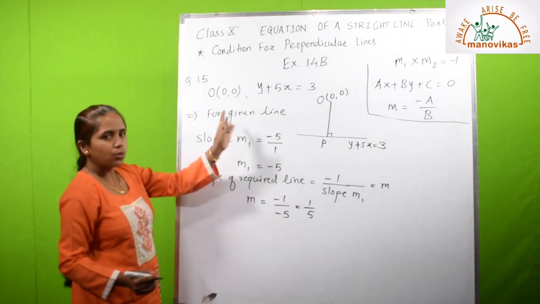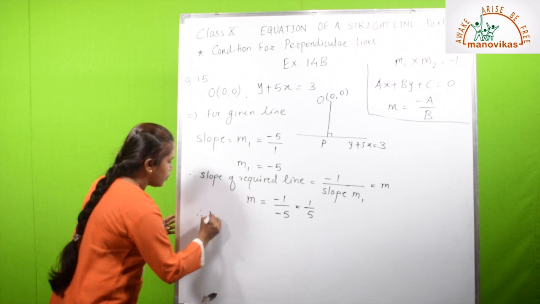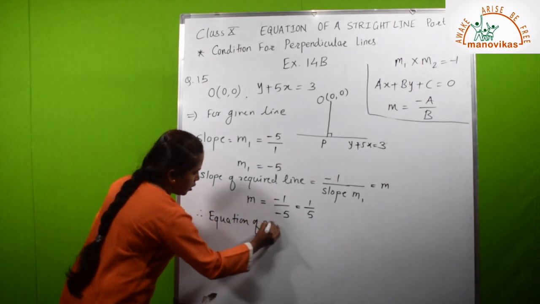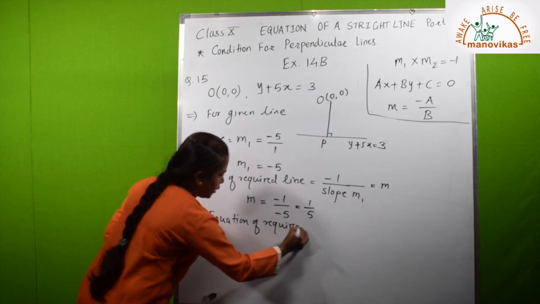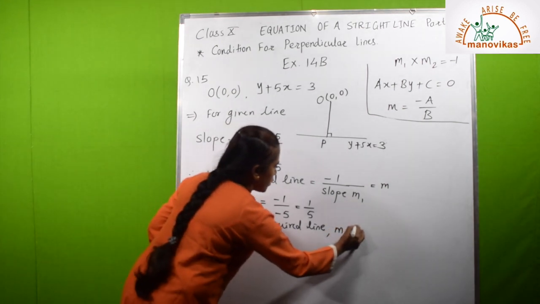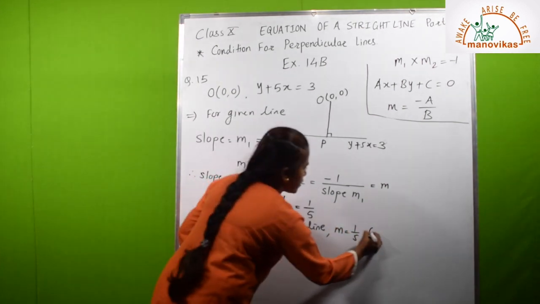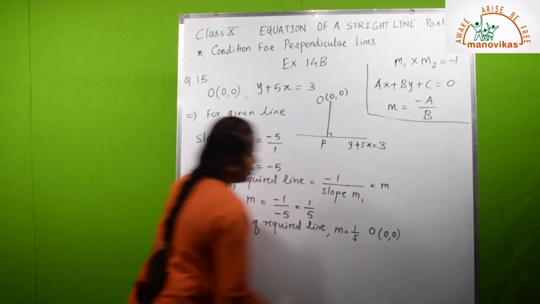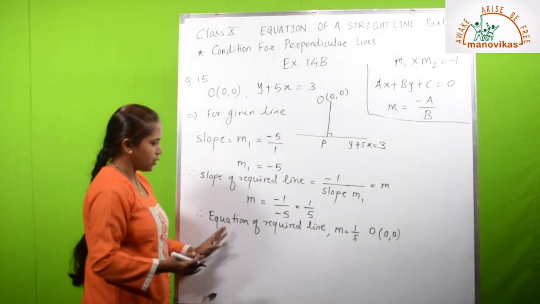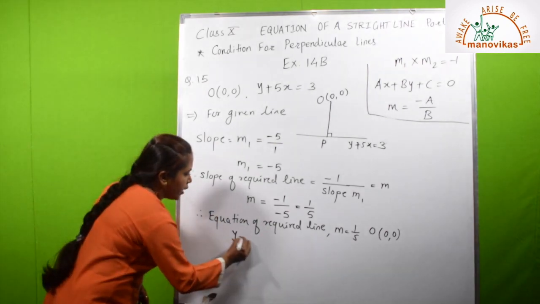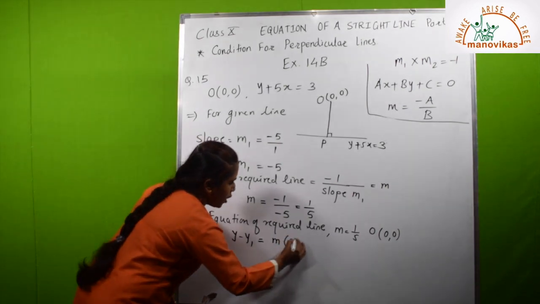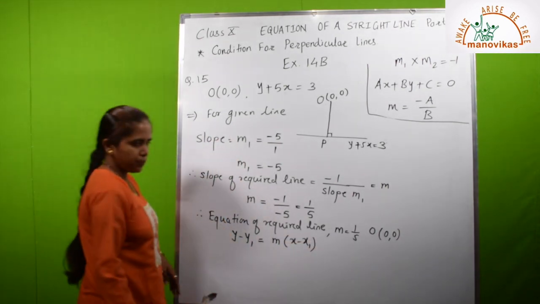Now it passes through the origin, so we have to find the equation. So the equation of the required line with the slope m equal to 1 upon 5 and passing through the point 0, 0. Now when the point and slope are known, which form of the equation do we have to use? That is y minus y1 is equal to m into x minus x1.